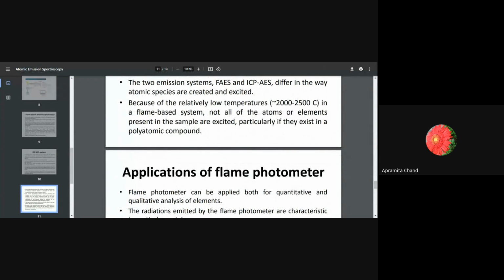So, because of the low temperatures in a flame based system, not all of the atoms or elements present in the sample are excited, particularly if they exist in a polyatomic compound. But in AES, the atomic species can be excited at higher temperatures as well, and thereby lots of atoms or elements can be excited.